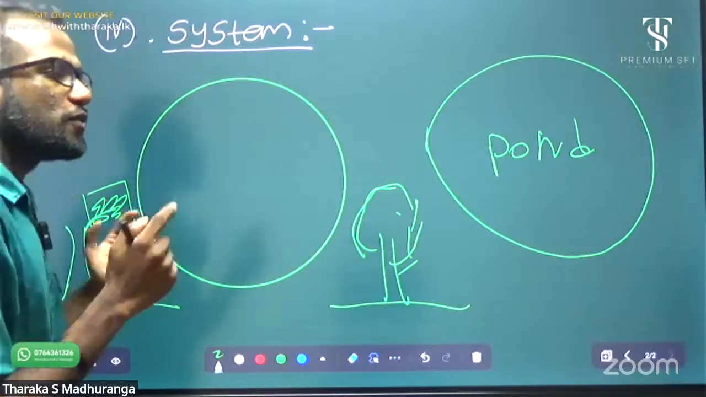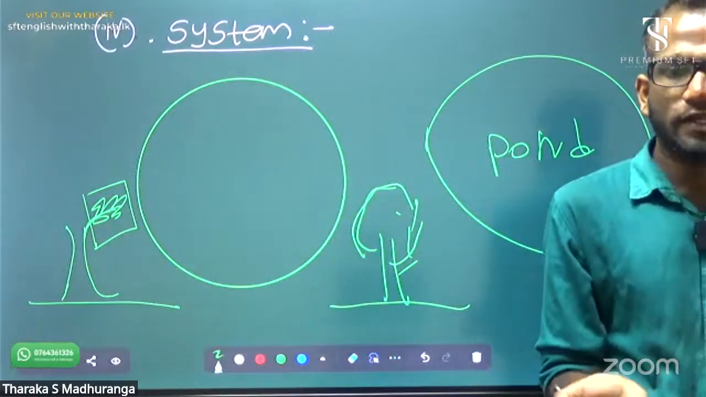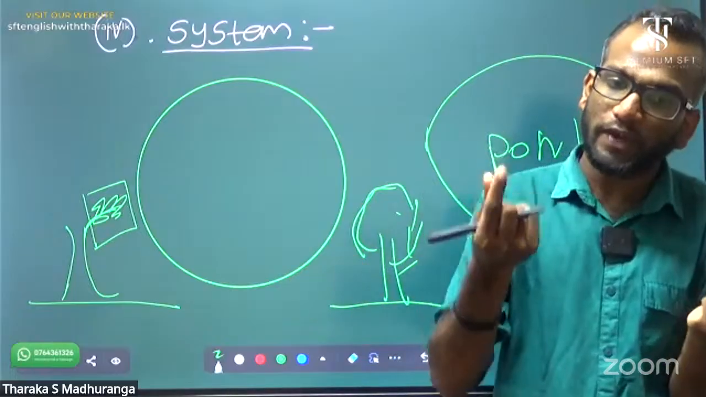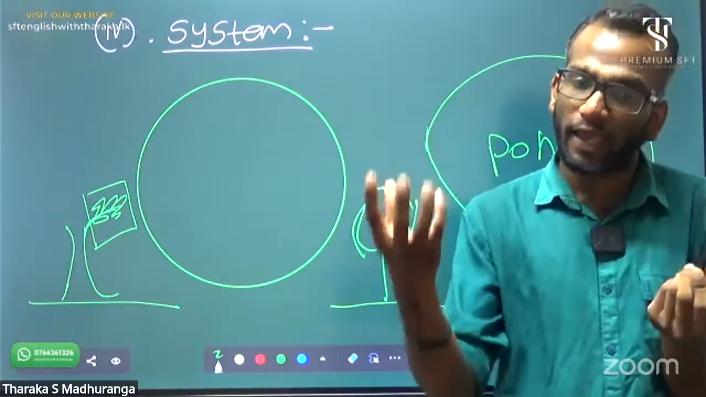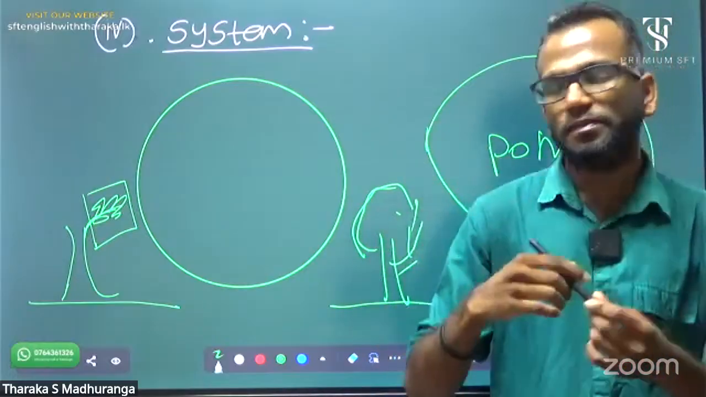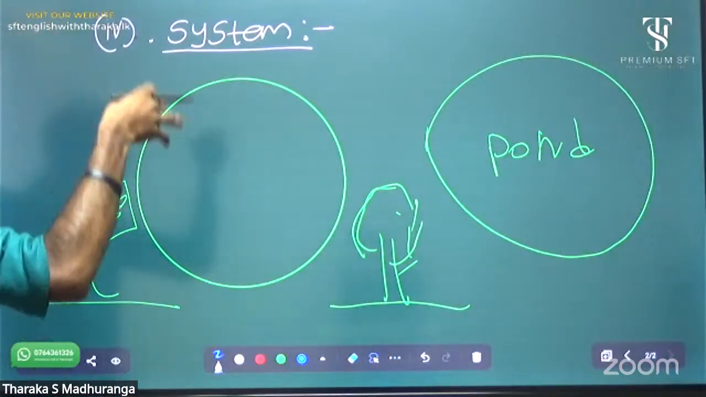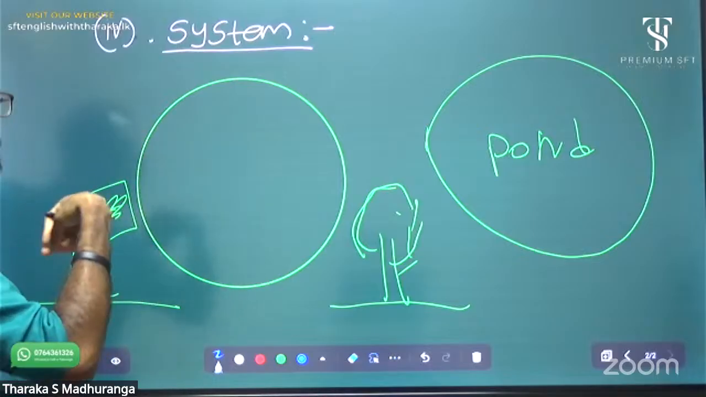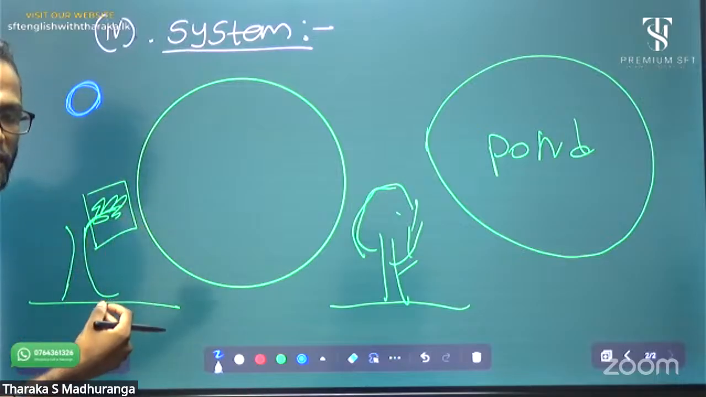System. What's the meaning of system? It's a particular selected area from the universe. There is no limitation. Sometimes it is a very small test tube. Sometimes it is an egg. Sometimes it is a cell. If you're doing an experiment about our body, then the cell is the system.